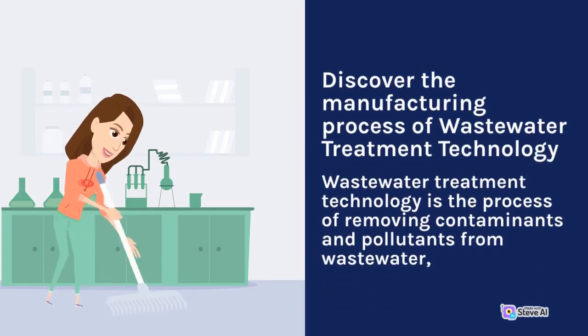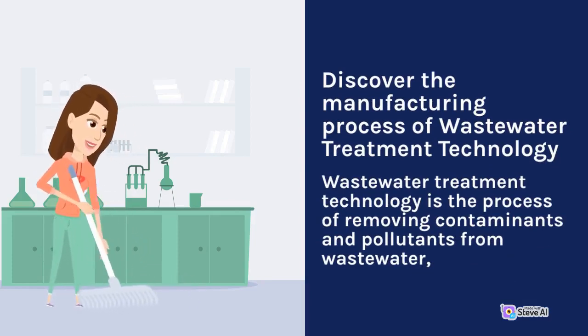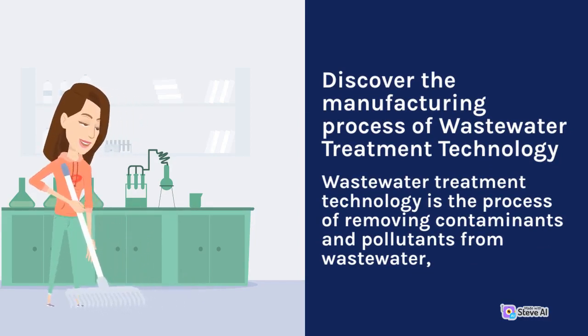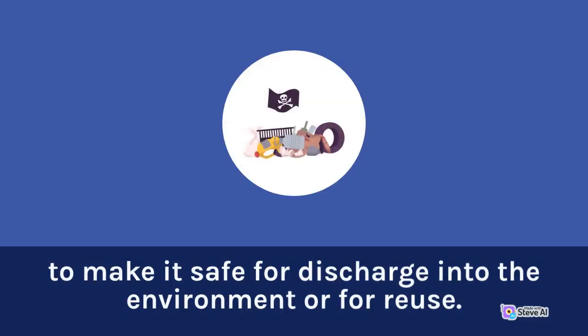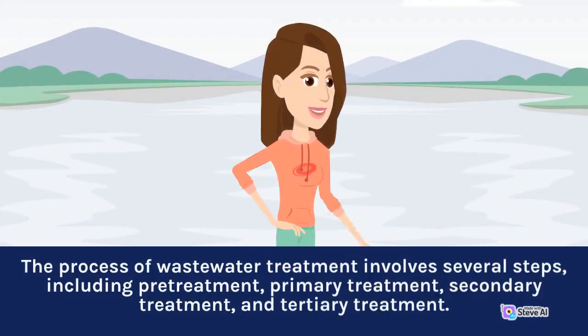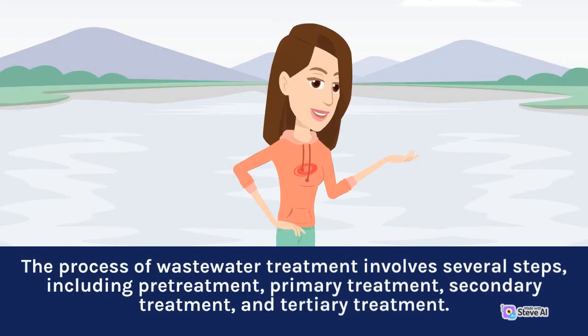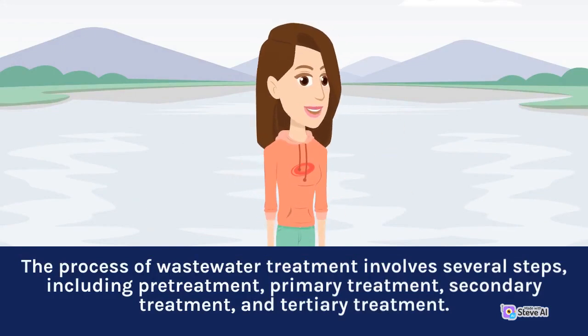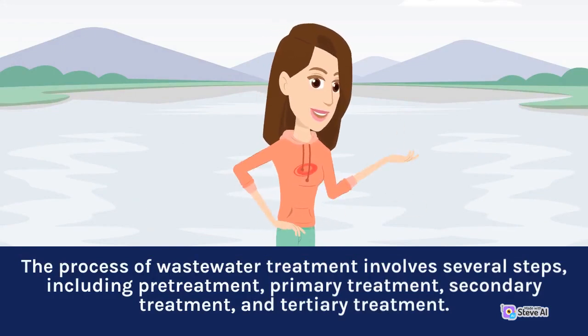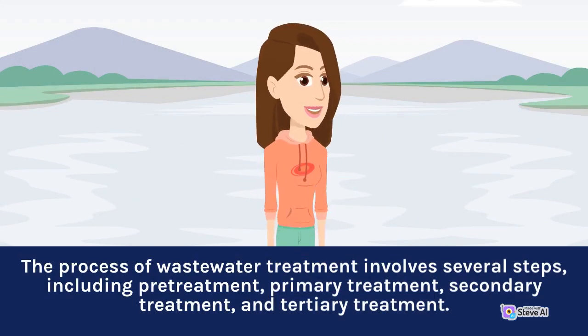Discover the manufacturing process of wastewater treatment technology. Wastewater treatment technology is the process of removing contaminants and pollutants from wastewater to make it safe for discharge into the environment or for reuse. The process of wastewater treatment involves several steps, including pretreatment, primary treatment, secondary treatment, and tertiary treatment.